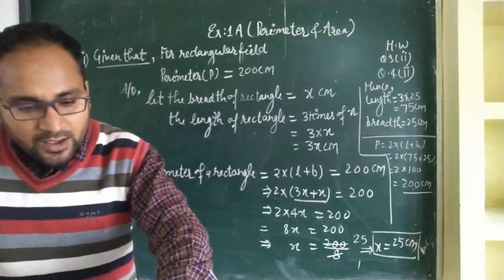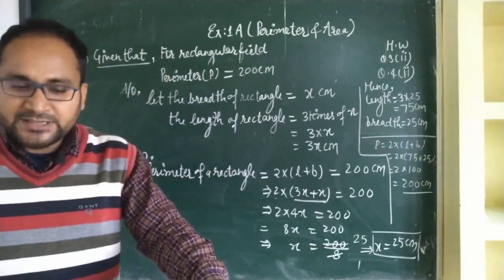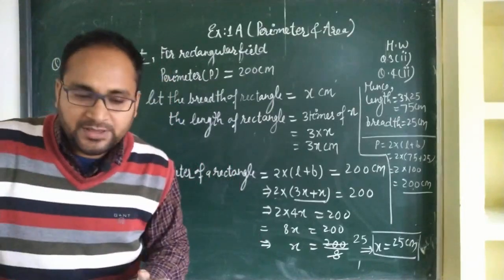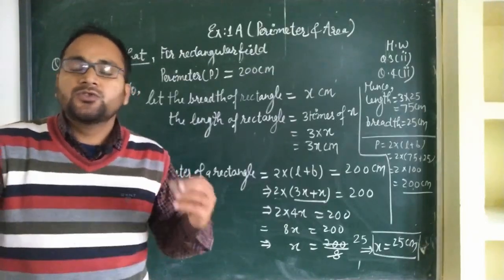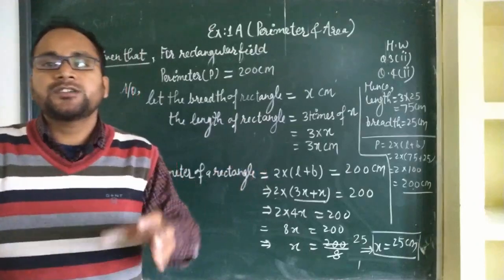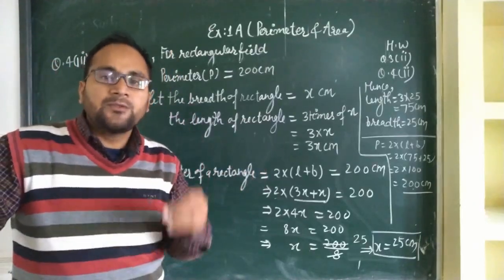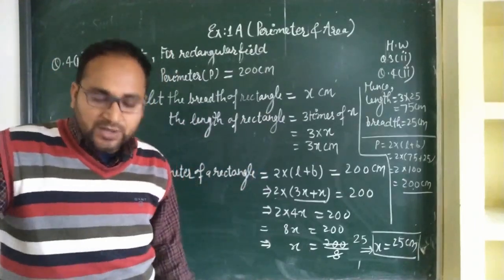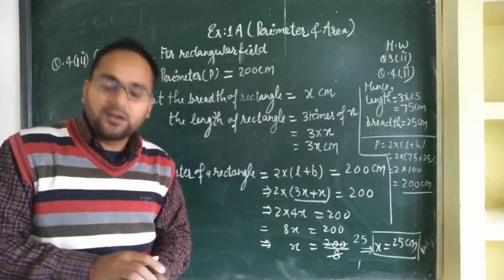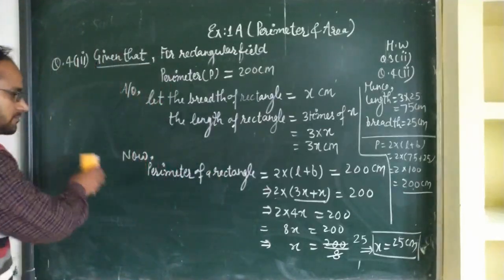A square has a perimeter of 25 centimeter. Find the length of its side. Perimeter is given, and we have to find the length of a side of the square. You know that the side of a square is equal to perimeter by 4, students. So you will divide this perimeter by 4 and you will get the side of the square, because all sides of a square are equal. So see this question number 5 also.